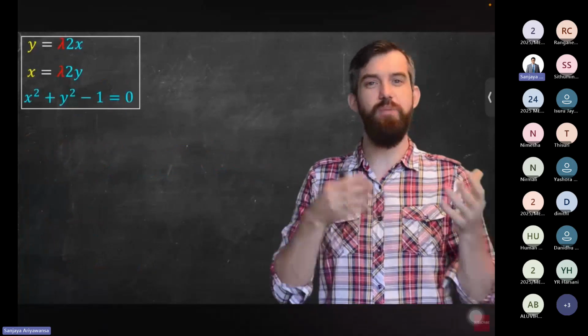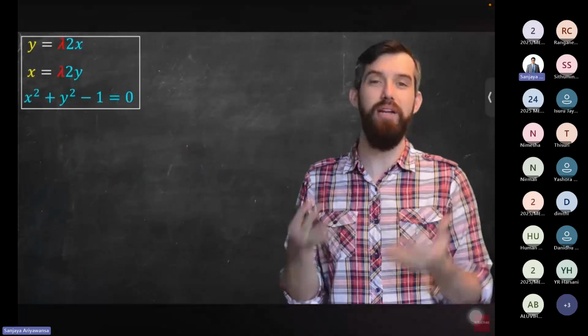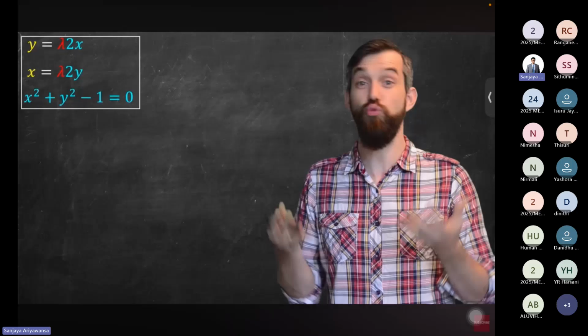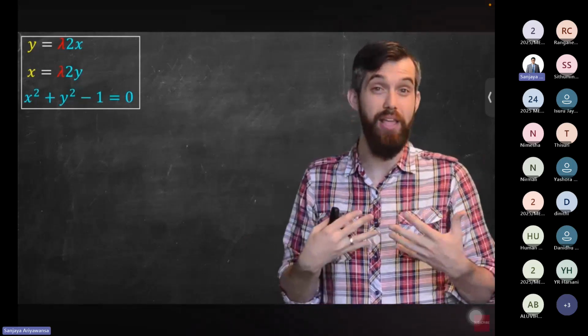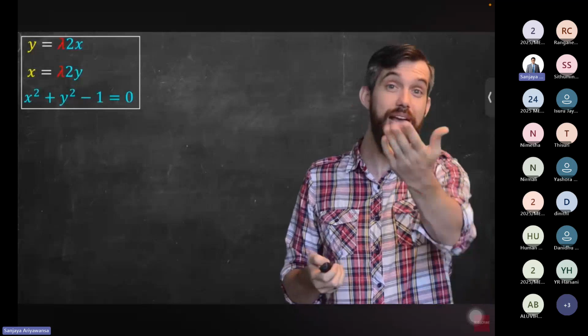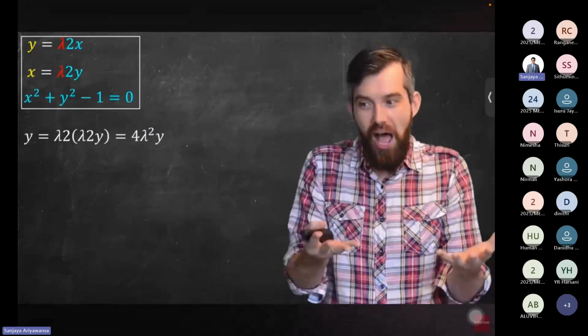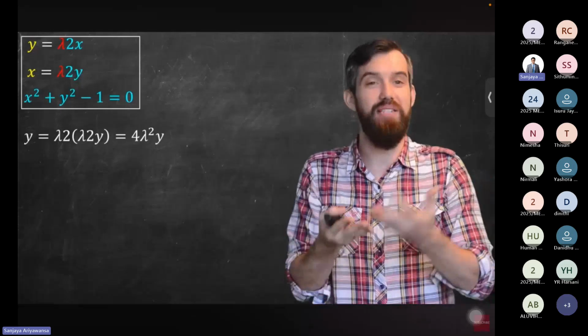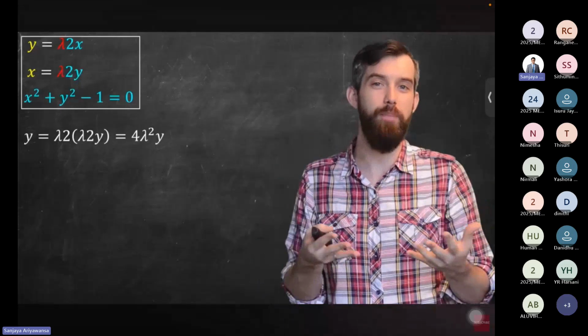So these are my three equations. Now, depending on your problem, the specifics of the algebra of solving these equations simultaneously might change. In this particular case, it's relatively straightforward. What I'm going to do is take the second equation, x equals lambda times 2y, and plug it into the first. That gives me the equation y is lambda times 2 times lambda times 2y. You put all that together, you get y is 4 lambda squared times y.